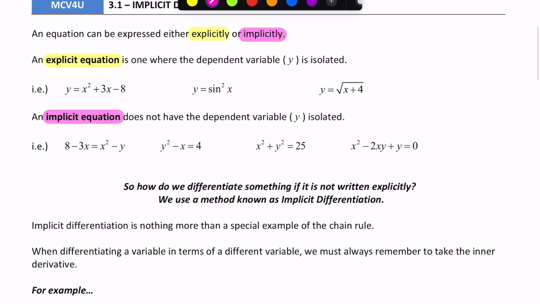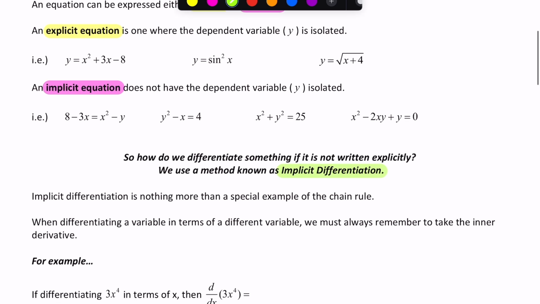So here, how do we differentiate something if it is not written explicitly? So far, everything that we've looked at in terms of derivatives are explicit equations. Now we use a method called implicit differentiation. Implicit differentiation is nothing more than a special example of the chain rule. When differentiating a variable in terms of a different variable, we must always remember to take out the inner derivative.